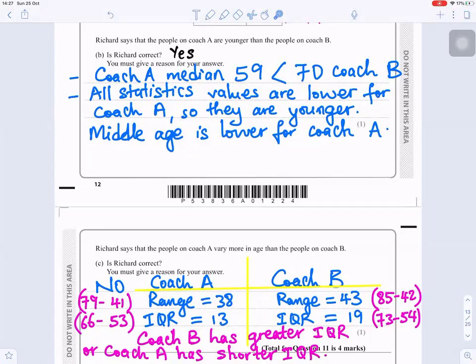Let's look at coach B. The range is 43, 85 minus 42. The interquartile range is 19, 73 minus 54. So coach B has greater interquartile range. Or you can say coach A has shorter interquartile range. So the answer is no. People on coach A do not vary more than people on coach B.